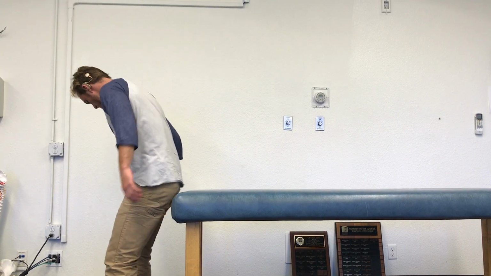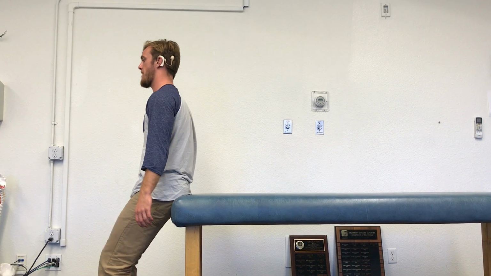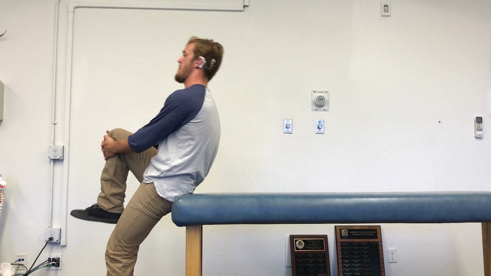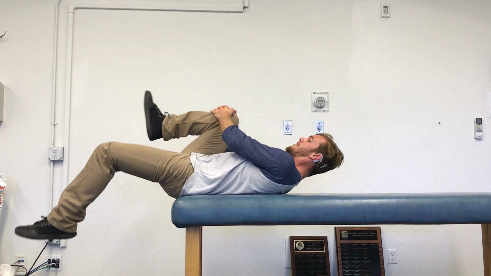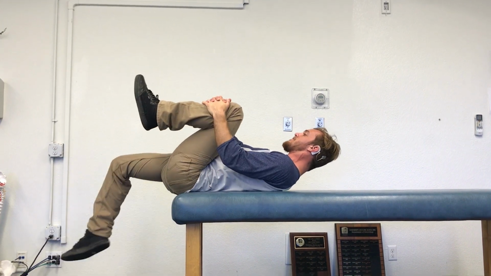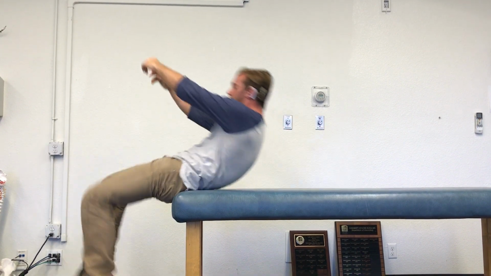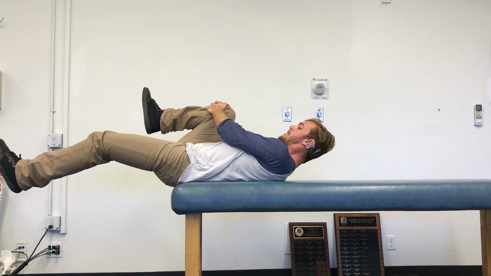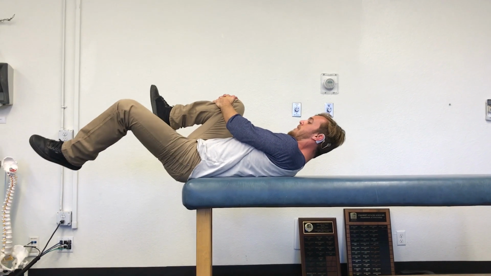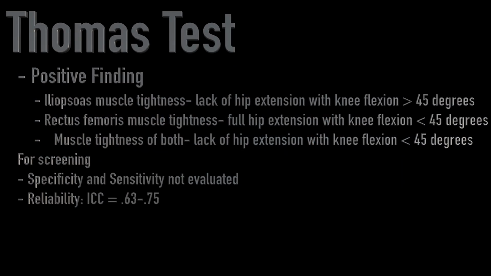So for the Thomas test, the patient puts their butt on the edge of the table, they grab one of their legs, and they just fall back on the table. So this shows slightly tight hip flexion. And then we move on and we can see an example of very tight quads. And now we can see an example of a very tight IT band, looking at the left leg.